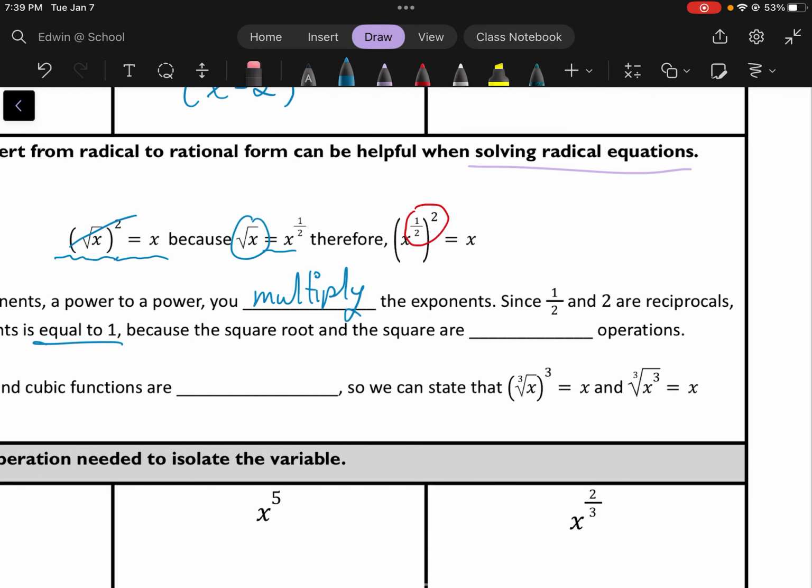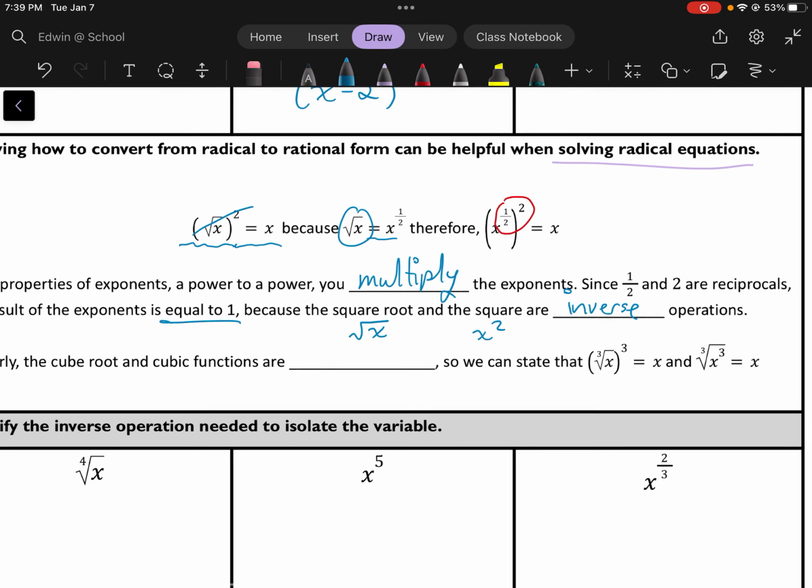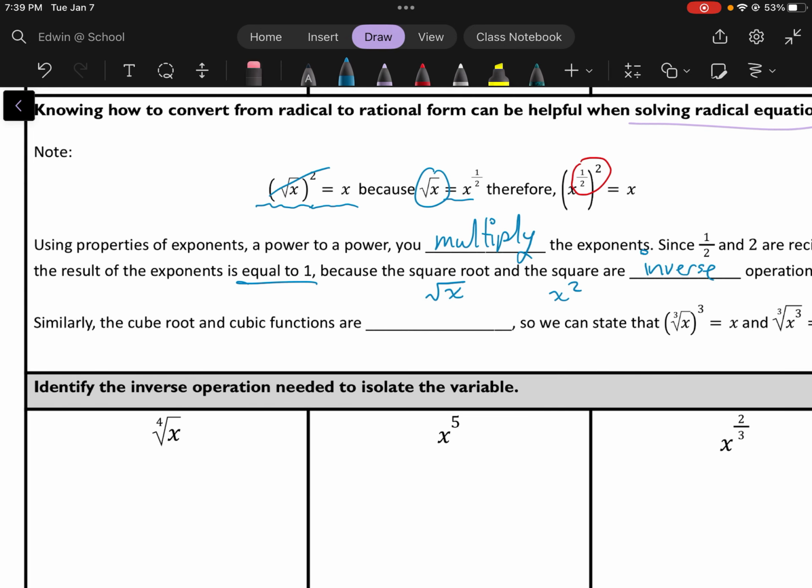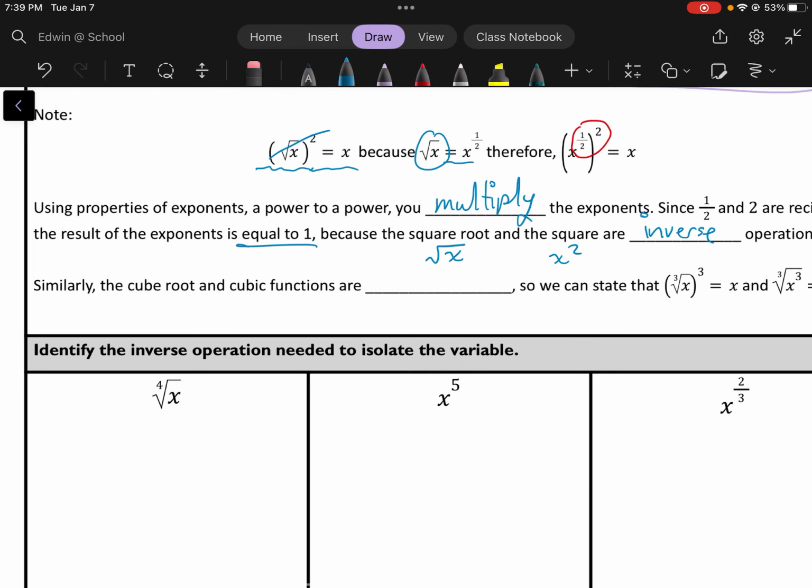As a result, that means that the square root and the square are inverse operations. Inverse operations, as in we add 5 or we subtract 5, they cancel each other out. We multiply by 5, we divide by 5. We tie our shoes, we untie our shoes. In a similar way, we could also say that the cube root and the cubic functions are inverse.